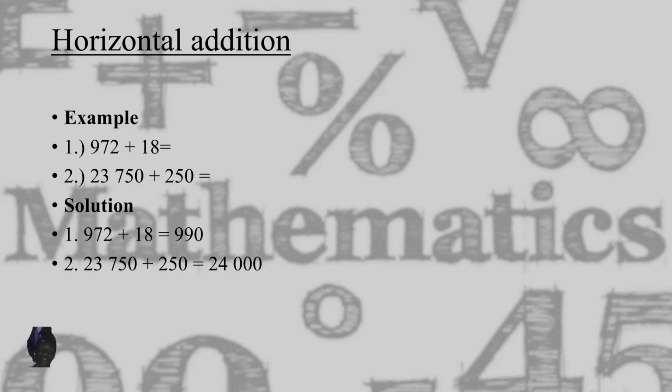Horizontal addition is placing the values on a horizontal line. Let's say, for example, this one. These are the question and this is the solution. So 8 plus 2 is 10, write 0 and carry 1 here. Then it's 1 plus 7 plus 1 to be 9. Then 9 plus 0. So that will be 919, and the solution for the other.